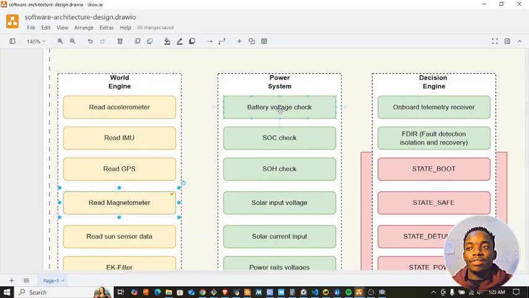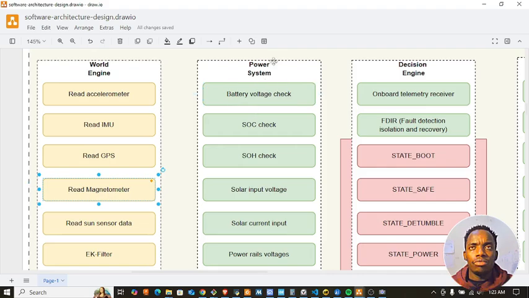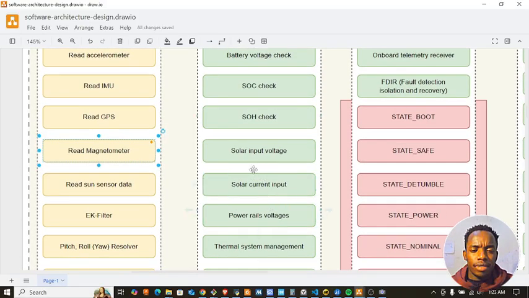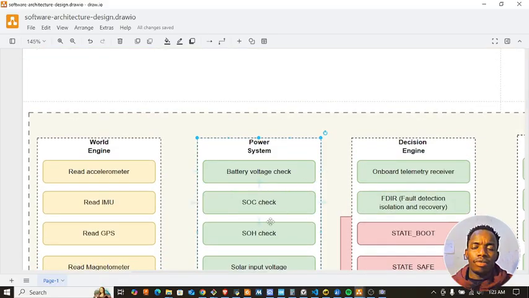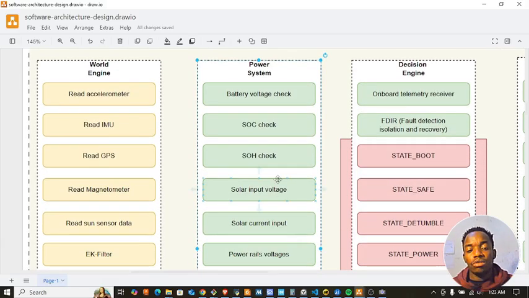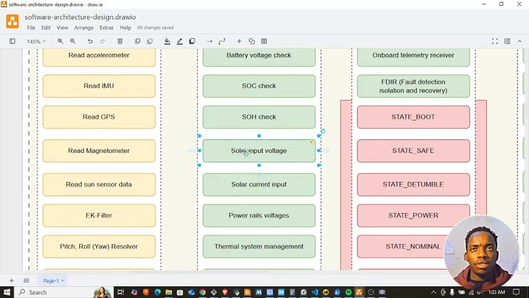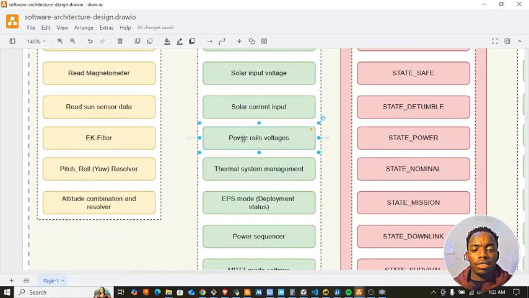All these systems are critical first of all, but the power system obviously provides power to all these other boards. And some of the tasks or functions that should happen are things to do with the state of health and state of charge of the batteries and the solar panels. Very basic stuff, right? It's very basic but very critical. So battery voltage checks, state of charge, state of health, solar input voltages, power rails.